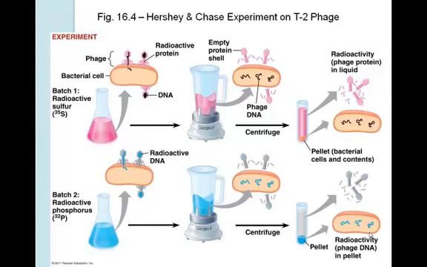In the batch with labeled protein, they found very little radioactivity in the cell pellet and most of the radioactivity in the supernatant liquid. This indicated that none of the protein entered the host cells. In the second batch, they found nearly all of the radioactivity in the cell pellet. This indicated that the DNA from the phage entered the host cell and was responsible for the replication of new viruses.